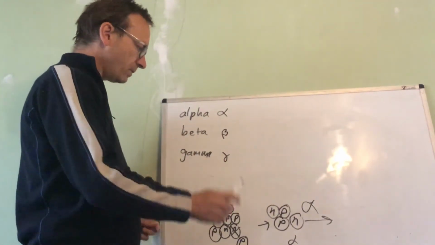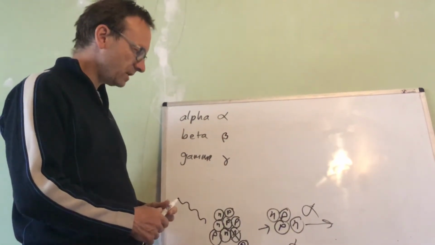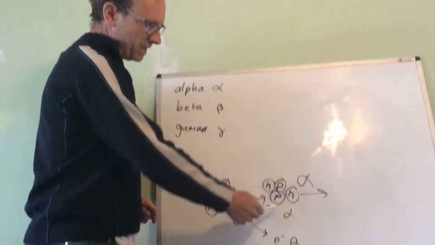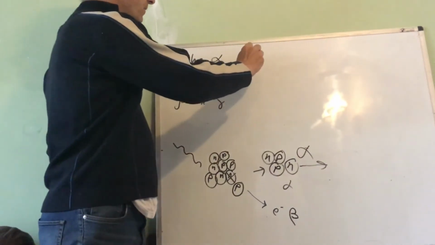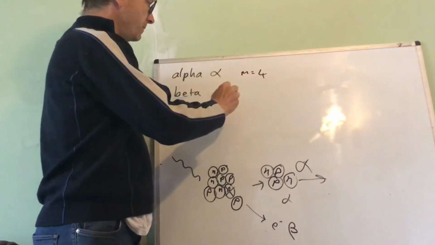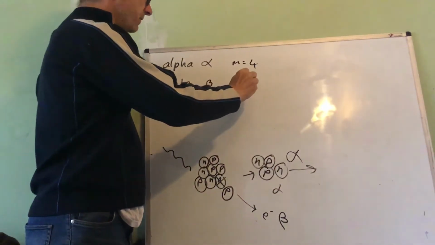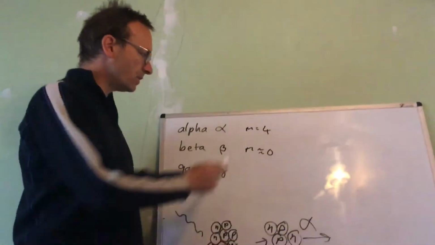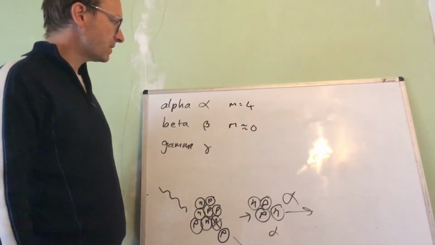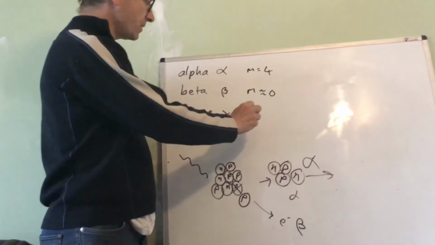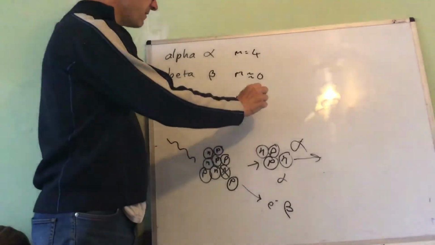Okay. Now, what does this mean? Well, it means they have different properties. That one's obviously got the biggest mass, a mass of 4 for an alpha particle. So its mass is 4. The beta particle has a mass of almost 0. Very small, electrons are very small, very low mass compared with the mass of a proton or neutron. And this one has got a mass of 0.